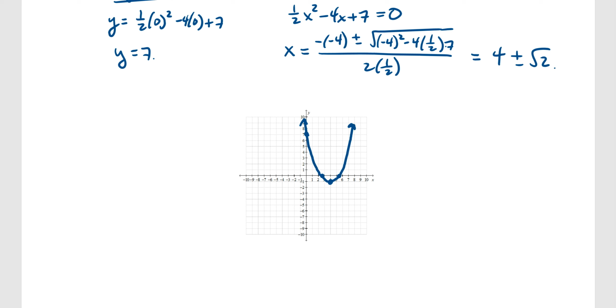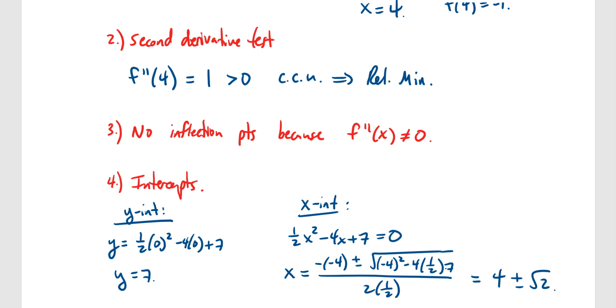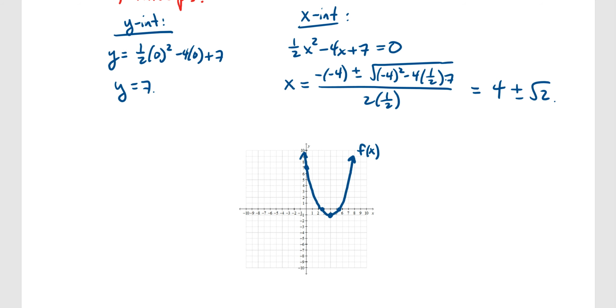So we know it's just going to be U-shaped, opening up like that. Okay, so that one wasn't too bad because it was just a quadratic. So let's do 2 more examples here.